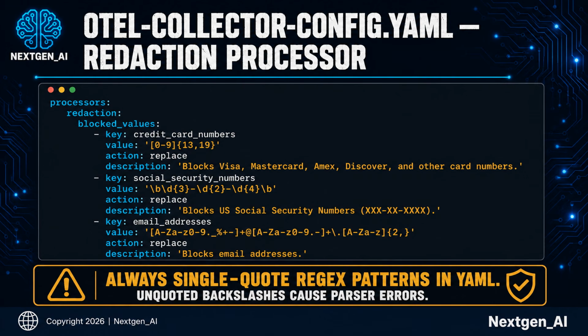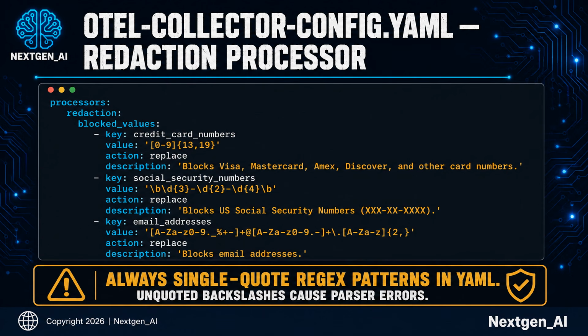For example, you can write a regex to identify the standard format of a U.S. Social Security number, or the 16-digit pattern of a Visa or MasterCard. You can define patterns to catch email addresses, API keys, or JWT tokens. It is critical to wrap these regular expressions in single quotes within the YAML file to prevent parser errors with special characters.